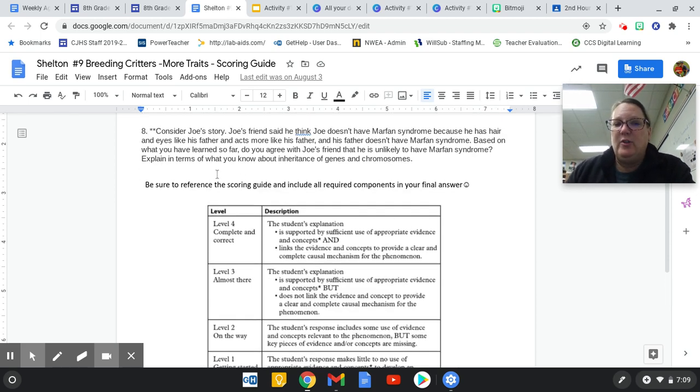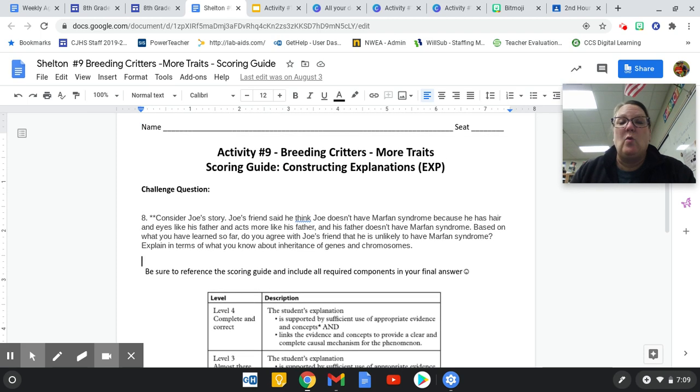Please respond to this question in blue. You can do so right here. Make sure that you answer each and every part of the question, and that you give a proper explanation in terms of inheritance of genes and chromosomes. That's what I'm going to be looking for. Then you are going to submit this assignment, your scoring guide, as your activity 9 dinner scoring guide.